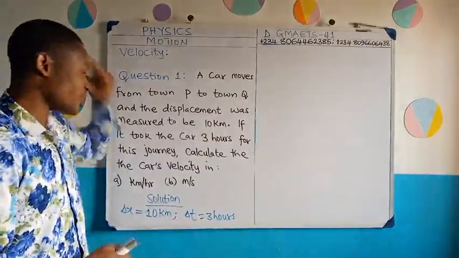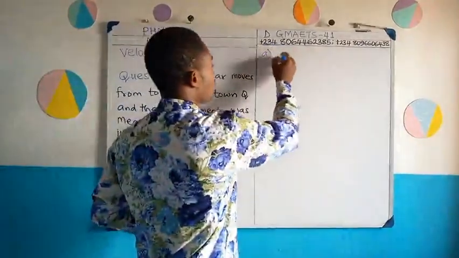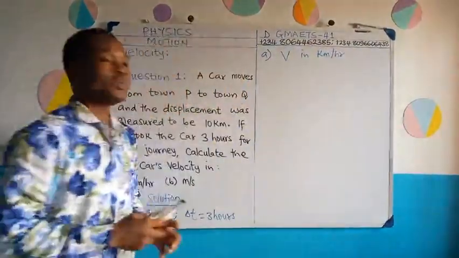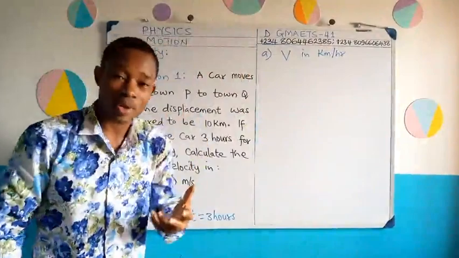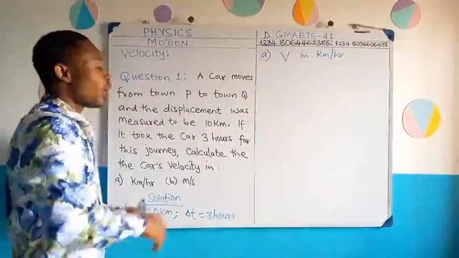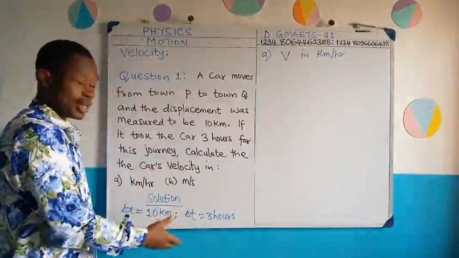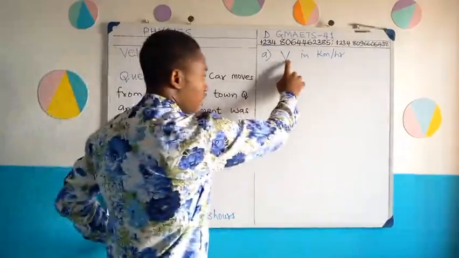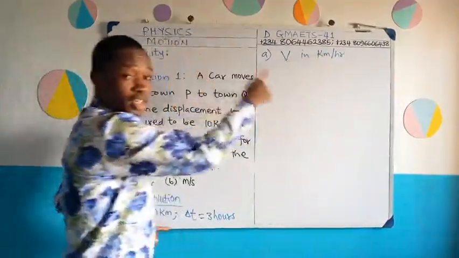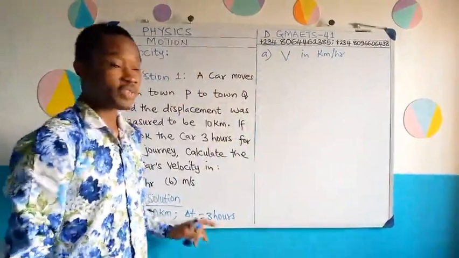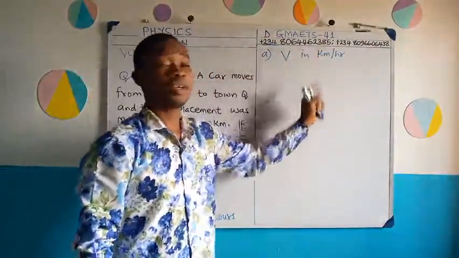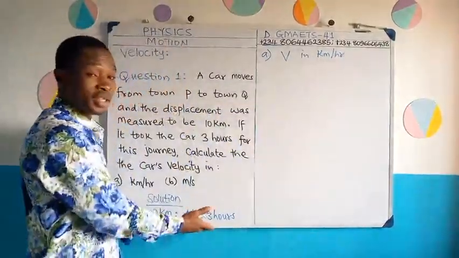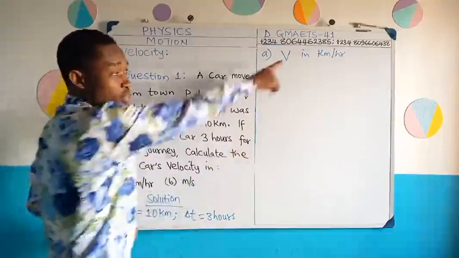Now we are asked to calculate the car's velocity in kilometer per hour. When we are asked to calculate velocity in kilometers per hour, what should we know? All we need to do is look at the data given to us and check the units. The unit of displacement here is kilometer. In the velocity we want to get, the unit should carry kilometer. Then time is in hours from the question given to us. The unit of velocity in part A of this question should also be a what? Hour. So we're going to work with these values directly, since they have the units we need.